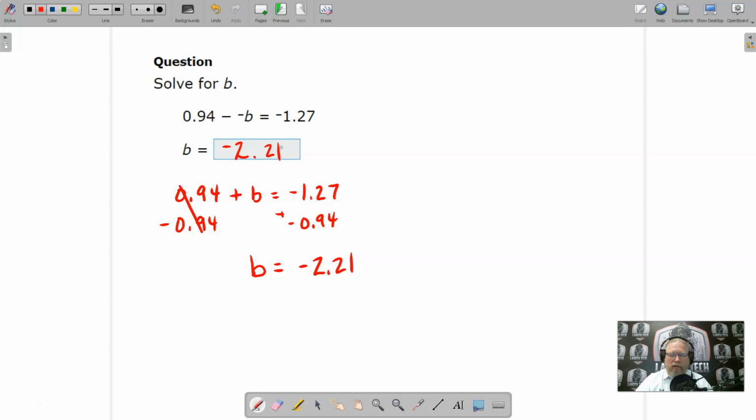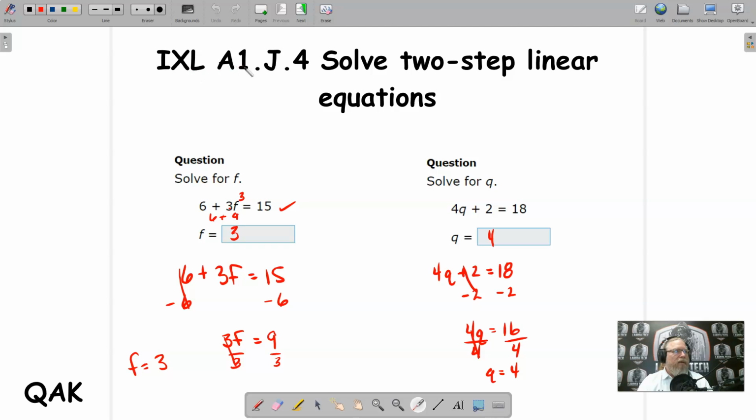All right, so those are all of my examples for IXL A1.J.4 Solve two-step linear equations. Good luck with your activity.